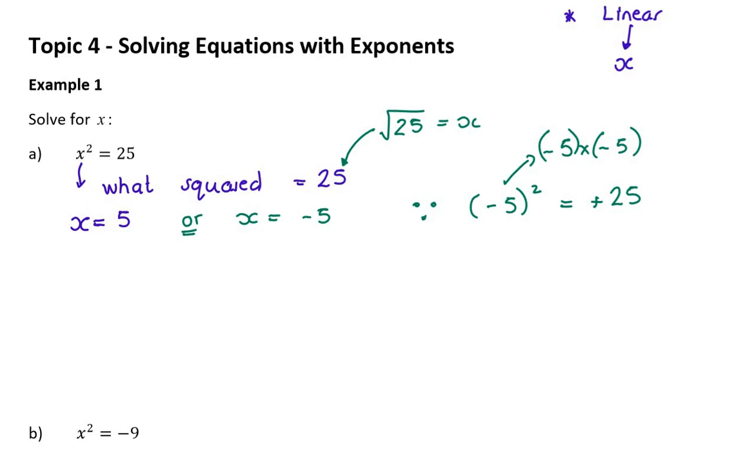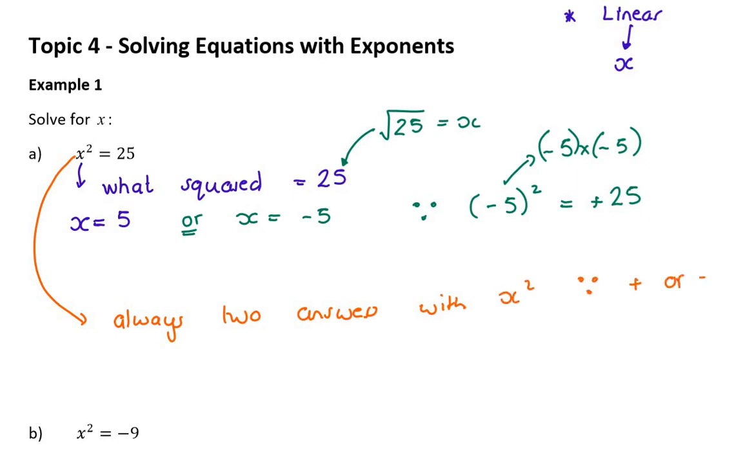So when you have something squared, don't forget that there's always two answers, because it can be positive or negative. So there's always two answers when you have something like x squared. And that's because it can be positive or negative, because when you square both of those, you get a positive. So that's quite a cool question. Again, that would be 2 marks, because there's no method. We just need to think about what we know about exponents.